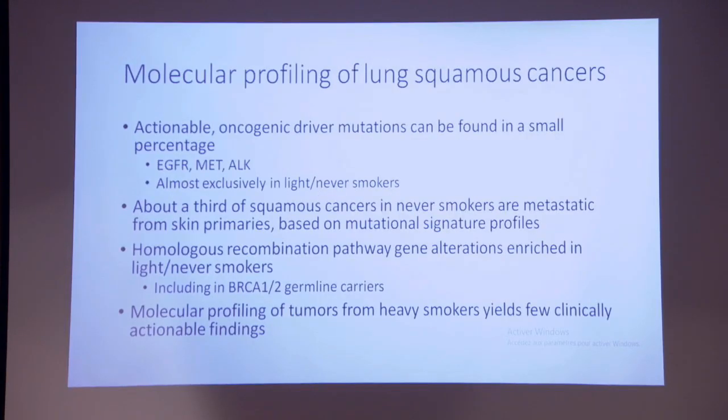So the take home there is that there are actionable oncogenic driver mutations in a small percentage of squamous cell cancers, almost exclusively in light and never smokers. In our experience, about a third of lung squamous cancers in never smokers are metastatic from skin primaries based on mutational signature profiles. We're seeing an enrichment of homologous recombination pathway gene alterations in light and never smokers, including in BRCA1 and 2 germline carriers. And then finally, that molecular profiling of tumors from heavy smokers tends to yield few clinically actionable findings, which is very consistent with what's been published in the past on these tumor types. And that's all I have.